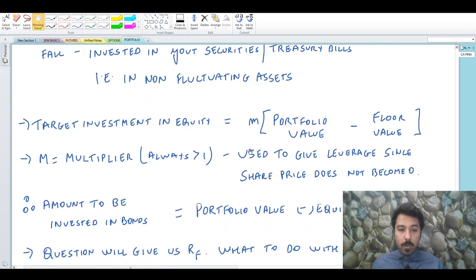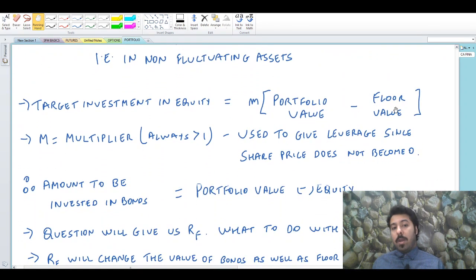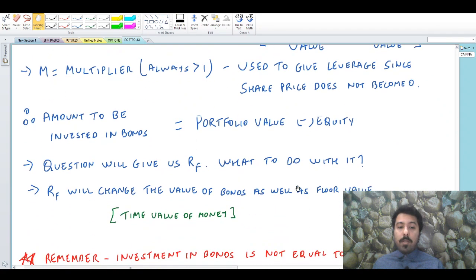So first of all, you calculated the amount floor value. That is what you need to invest in government securities. That is what your portfolio value should not fall below. But since you are in a position to gain leverage, you invest additional amount. Like 1 lakh minus 40,000, 60,000 should be invested in equity, but you are investing 90,000 and only 10,000 in bonds. Okay.